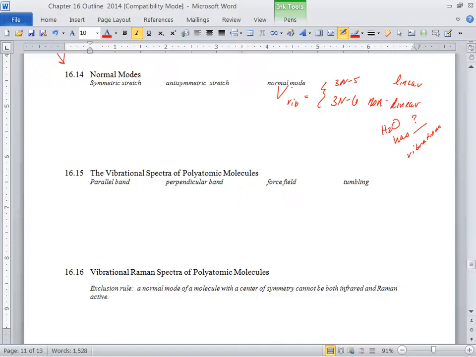What's the big N stand for in the equation 3N minus 5 or 3N minus 6? The number of atoms. The number of atoms in that molecule. Water has 3 vibrations. How did you get 3? You're right, I get 3 too, because water is bent, so it's not linear. Good. So use the bottom half.